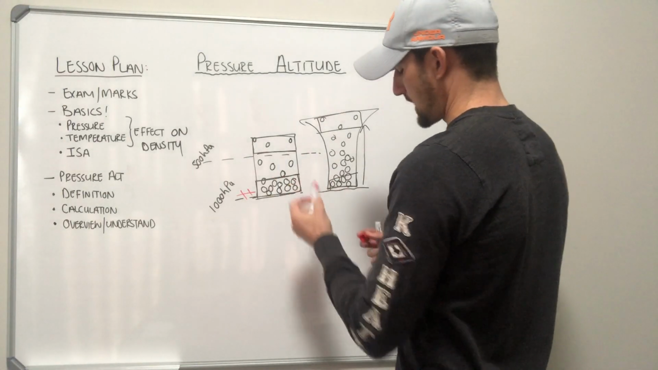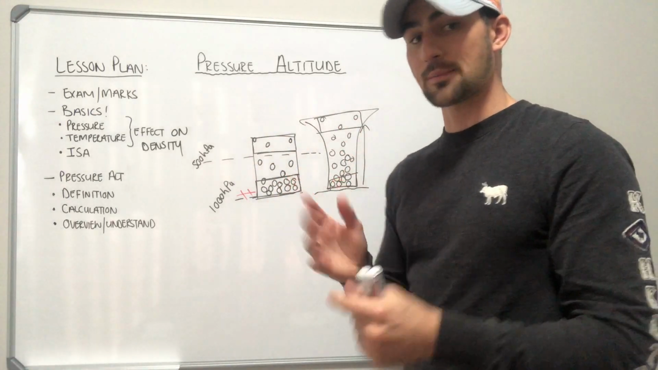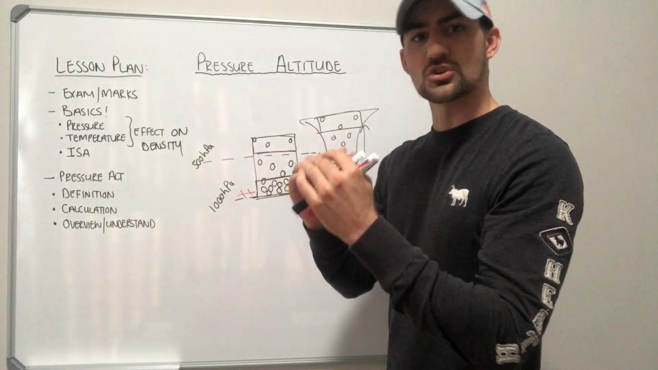So this is what's happening with the pressure of air. This is the basic concept of air pressure. So to recap quickly, sea level, high density because the pressure is high.